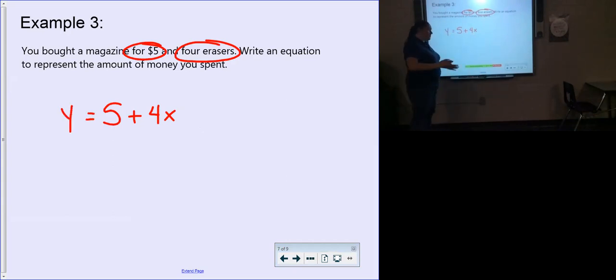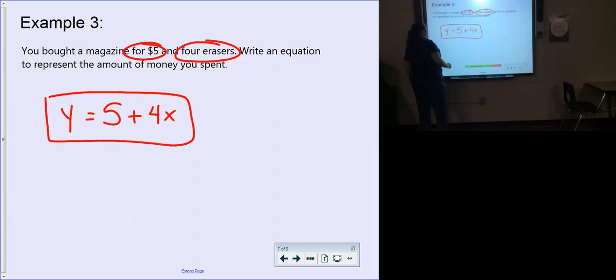All right? Remember, with an equation, you can't just write 5 plus 4x and think you're done. You have to be equal to something in order to be an equation. That's why I put it equal to y. I don't know what that total cost is, so that's why I make y what I'm equal to.